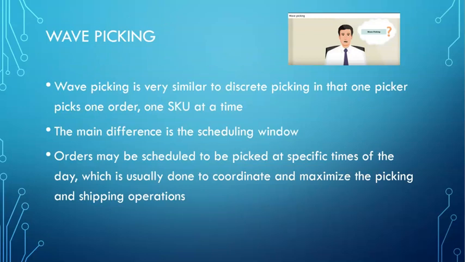Wave picking is very similar to discrete picking in that one picker picks one order, one SKU at a time. The main difference is the scheduling window. Orders may be scheduled to be picked at a specific time of the day, which is usually done to coordinate and maximize the picking and shipping operations.